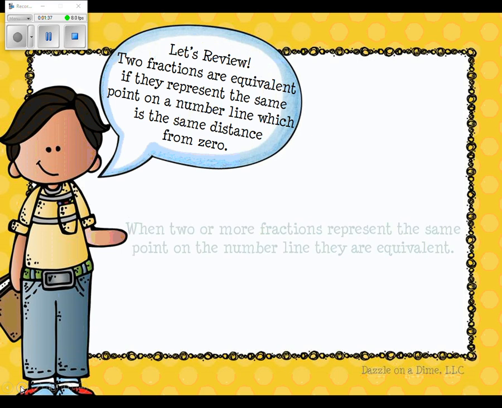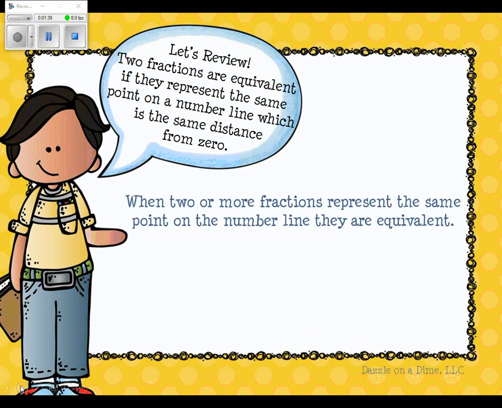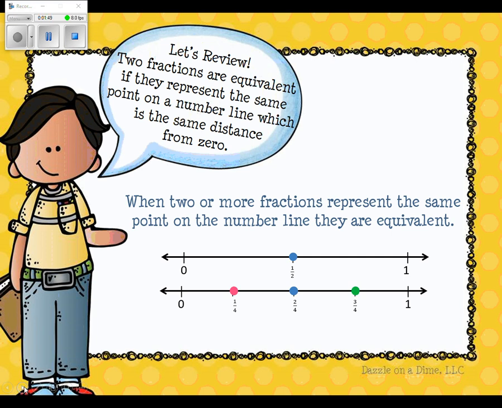So let's review number lines. When two or more fractions represent the same point on a number line, we say they are equivalent. There's 1/2, and there is 1/4. So 1/2 and 1/4 are unit fractions, but notice that 1/2 and 2/4 are at the same place, equal points on a number line, so they are equivalent. We've learned that before. There's our 8ths. Now we see we have 1/4 and 2/8, 3/4 and 6/8, and 1/2, 2/4 and 4/8.